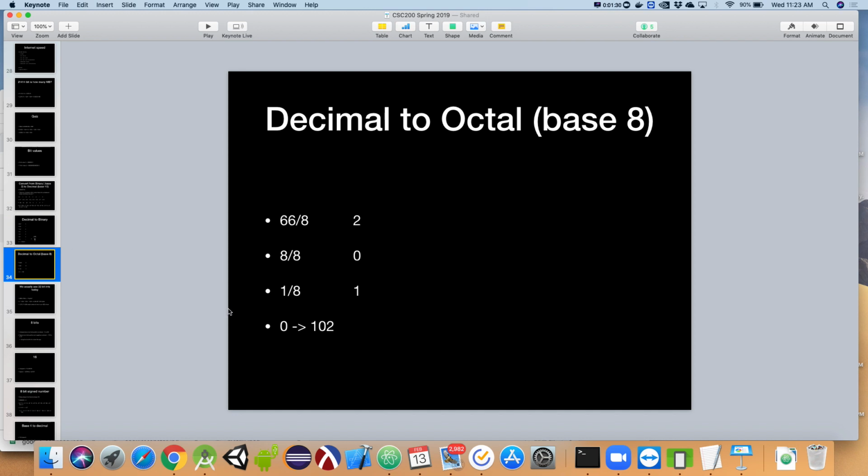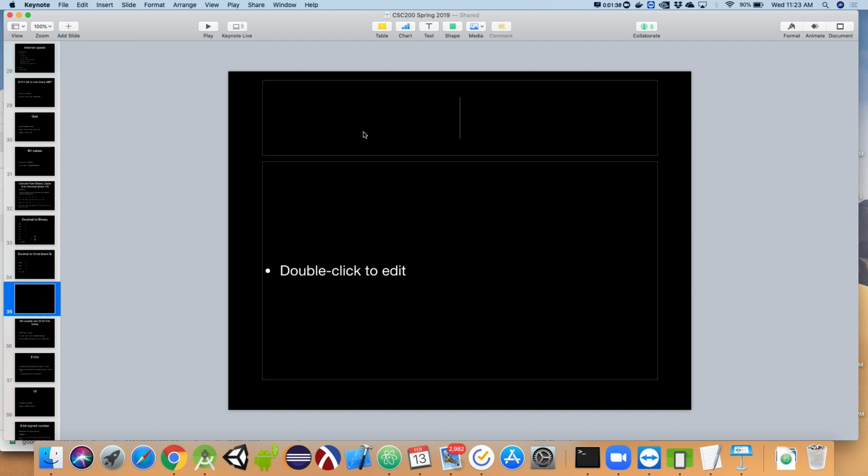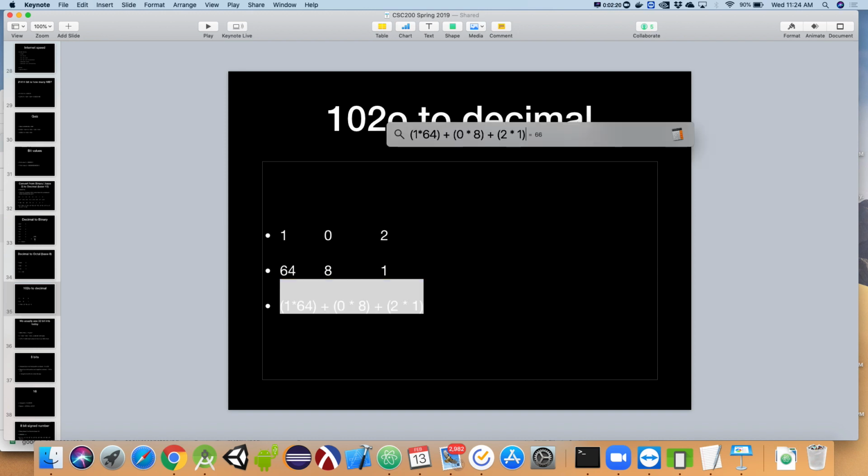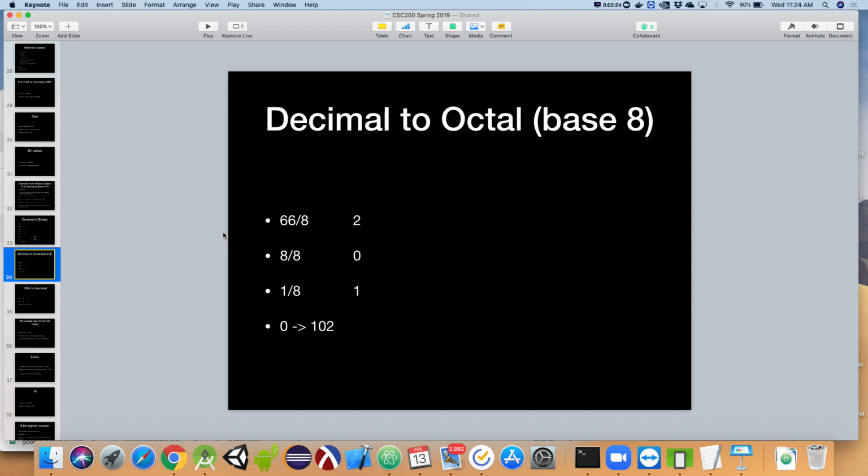So for instance, the number 102 octal to decimal. This is the ones place, the eights place, the 64's place. Or you can think of it as 8 to the zeros place, 8 to the ones place, 8 to the twos place. Do the exact same math. So this is 1 times 64 plus 0 times 8 plus 2 times 1. And that is 66, which is the number we started with right here.